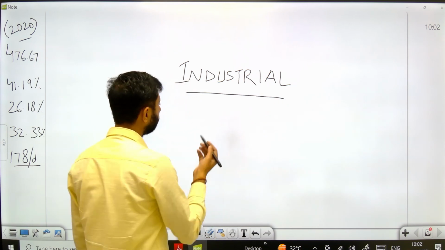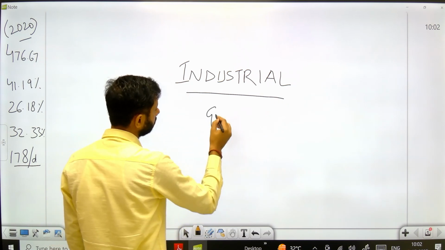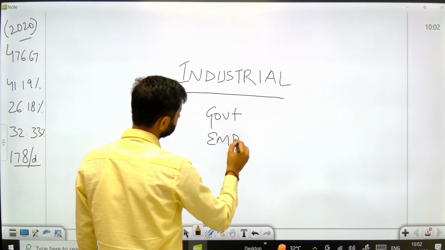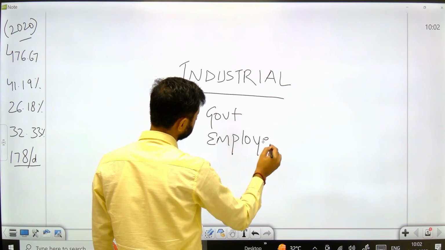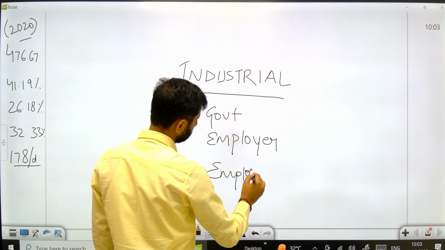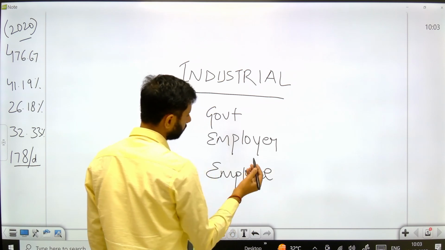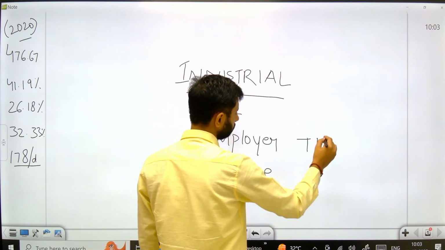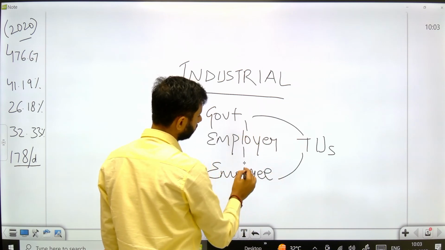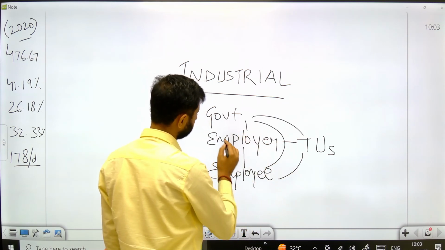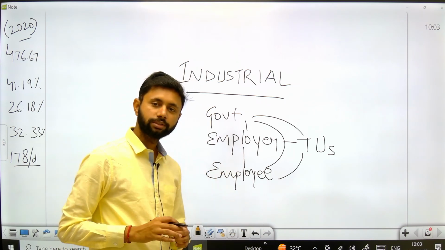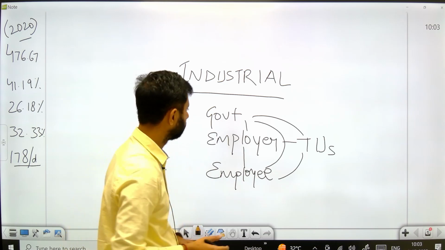We've talked about what were the various stakeholders: government, employer, employee, and even trade unions. We've discussed that the interrelationship between these stakeholders amongst each other, as a whole, is known as industrial relations. Okay.